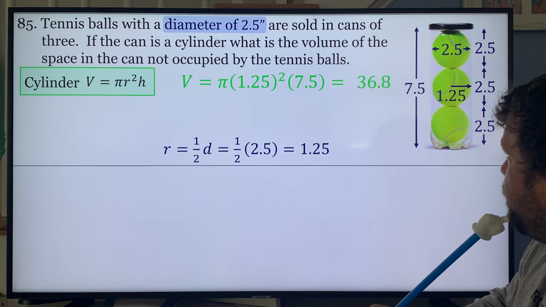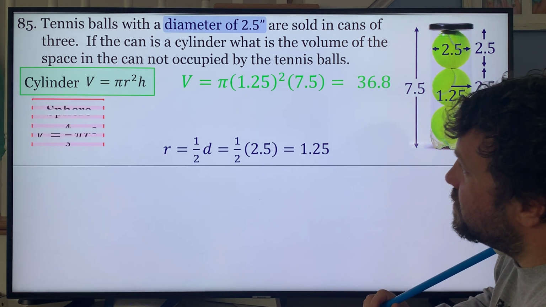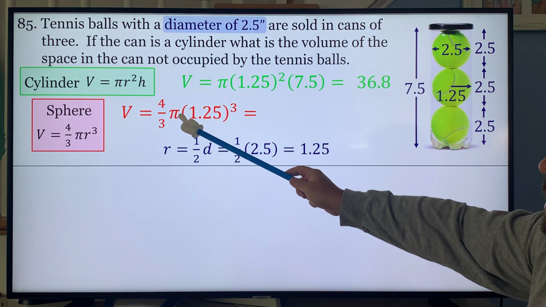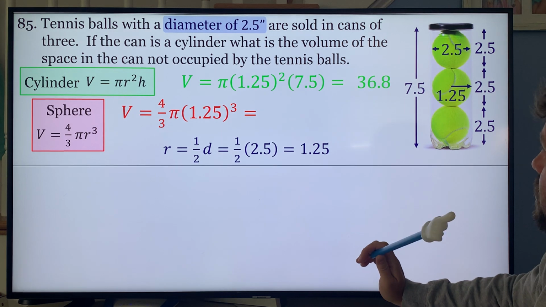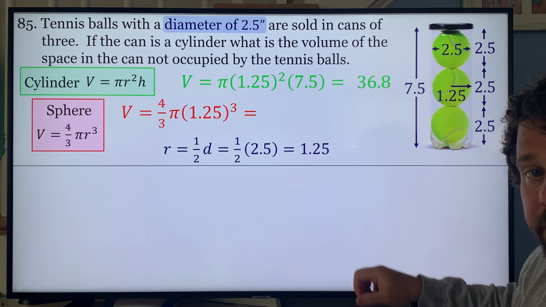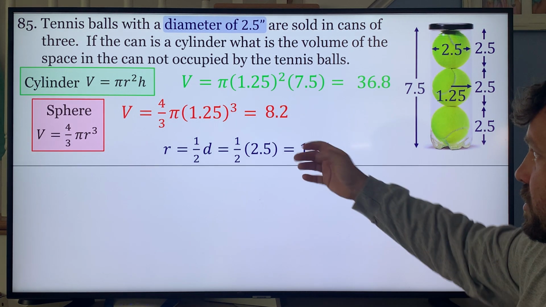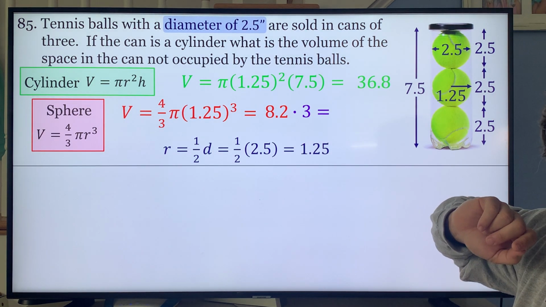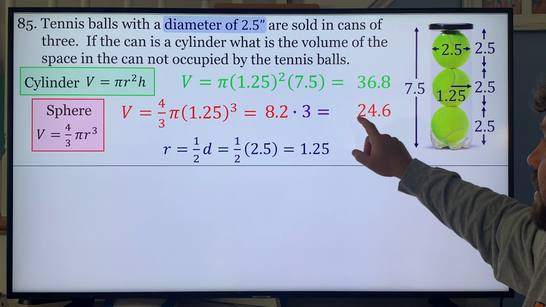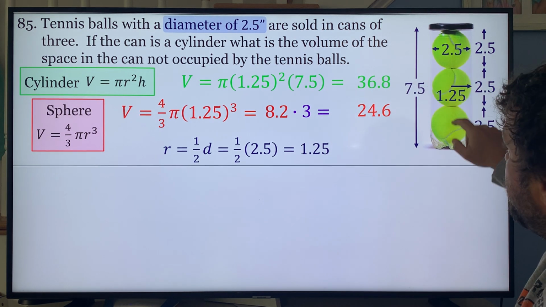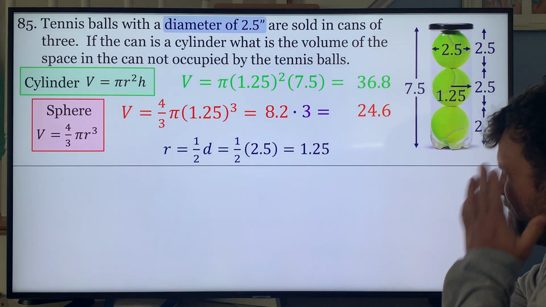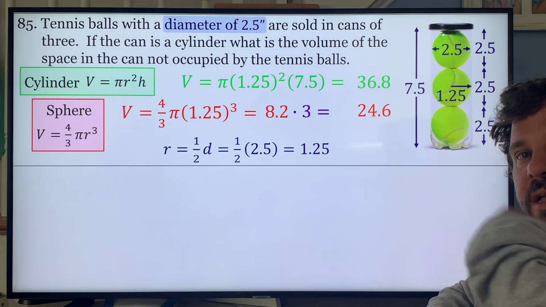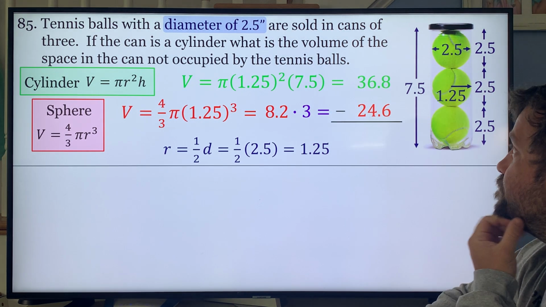36.8. Now, volume of the tennis balls. Volume of the sphere, 4/3 pi r cubed. 4/3 pi 1.25 cubed. How many tennis balls do I have? 3. So I take my 8.2 and I multiply it by 3 for the 3 tennis balls. And that gives me a total volume of tennis ball of 24.6. Now, how do I find the amount of space in between? What do I do with these two numbers? I subtract the 2. Give me 12.2.